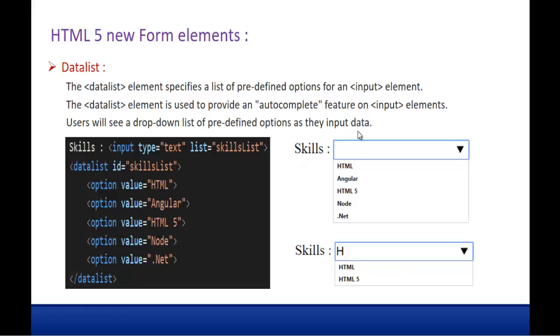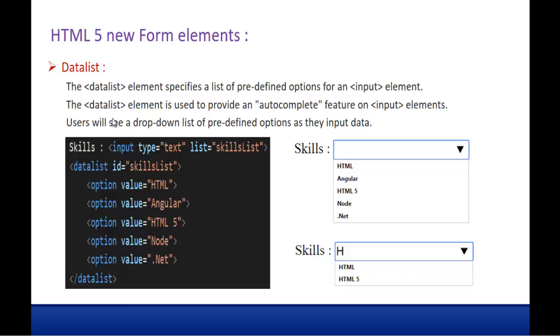You can observe here this is the control, input type text, and to that we are specifying the attribute called list, and to that I'm specifying my datalist ID. When I focus on this, it gives me a drop-down button, a pointed arrow downwards. When I click on that, it shows me the list of options present there, so I can select any one of them. Apart from that, the datalist element provides an autocomplete feature. With these options we have HTML, Angular, HTML5, Node, and .NET. I'm typing H in this control, so it gives me autocomplete, showing all the options starting with HTML and HTML5. This is the specialty of datalist.